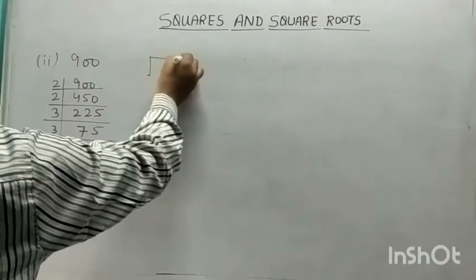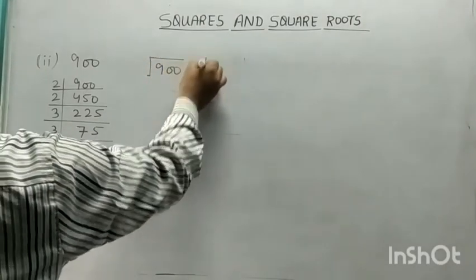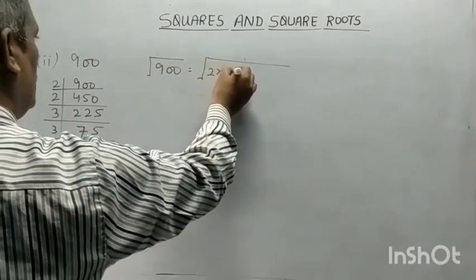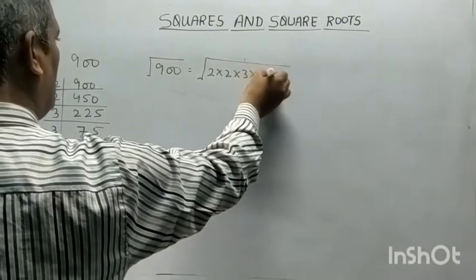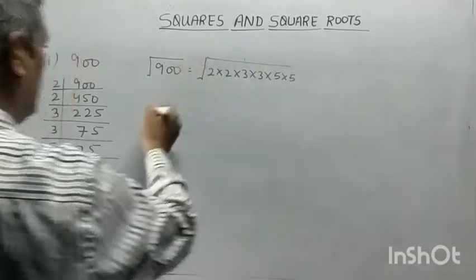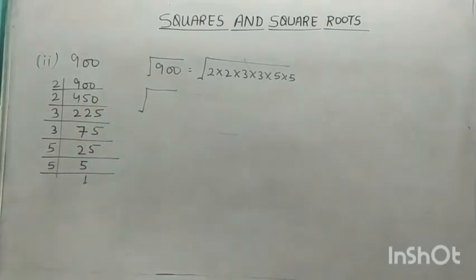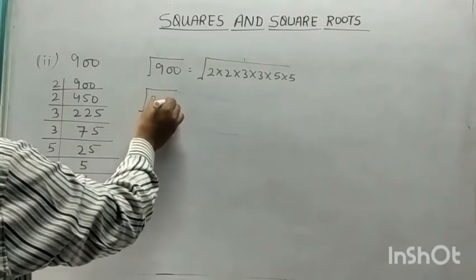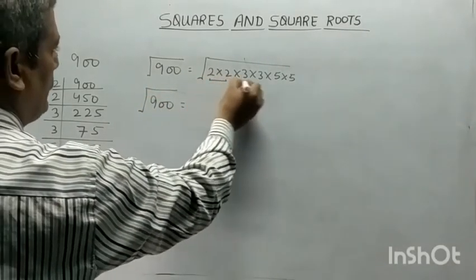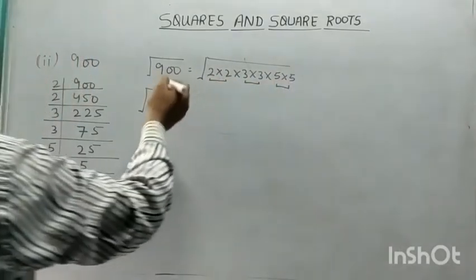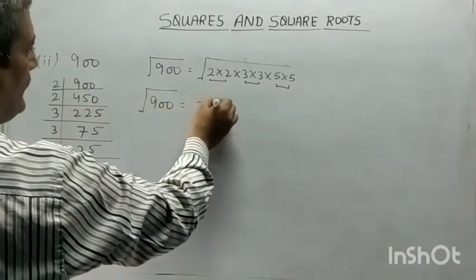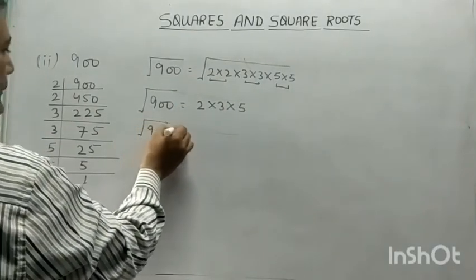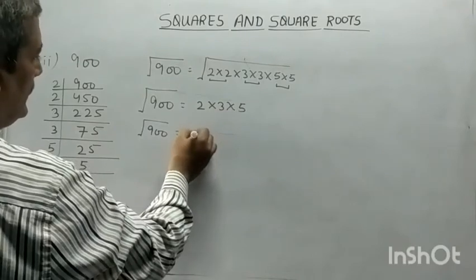Write the prime factors of the given number: 2 multiplied by 2 multiplied by 3 multiplied by 3 multiplied by 5 multiplied by 5. Again I say that this sign is the square root of the number. So the square root of 900 is equal to, first pair the numbers and pick one out from each pair: 2 multiplied by 3 multiplied by 5. Square root of 900 is 2 times 3 is 6, times 5 is 30.